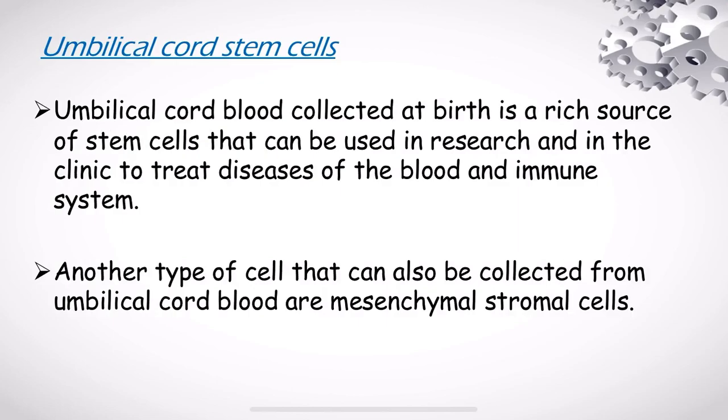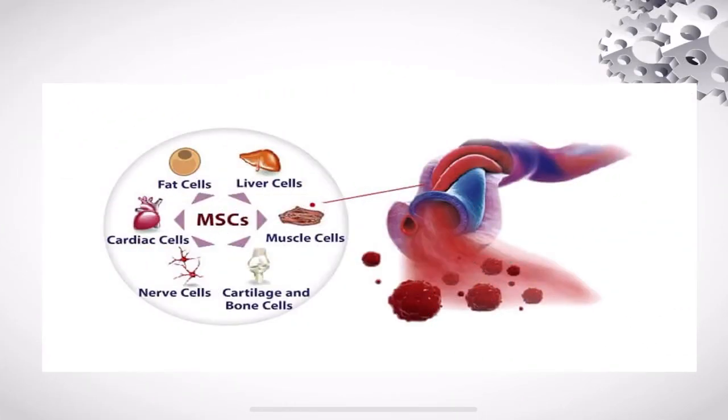Now the last, umbilical cord stem cells. Umbilical cord blood collected at birth is a rich source of stem cells that can be used in research and in the clinic to treat diseases of the blood and immune system. Another type of cell that can also be collected from umbilical cord blood are mesenchymal stromal cells. So the mesenchymal stromal cells can give rise to liver cells, fat cells, cardiac cells, nerve cells, cartilage and bone cells, and muscle cells. These mesenchymal stromal cells are derived from the umbilical cord blood.